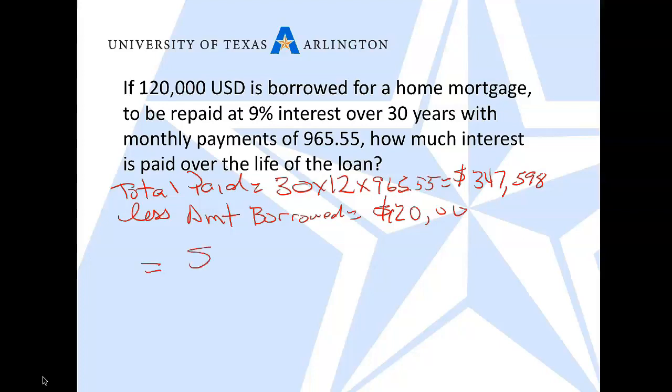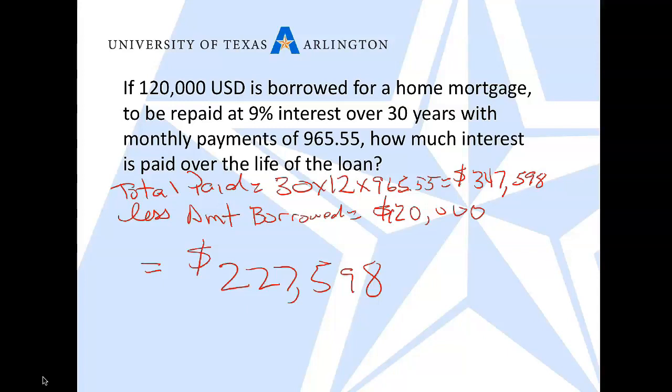That works out to be $227,598. The $120,000, excuse me, forgot a zero there. The $120,000 represents the principal, so the difference between the total paid of $347,598 and the principal amount of $120,000, this $227,598, is interest that was paid over the life of the loan.